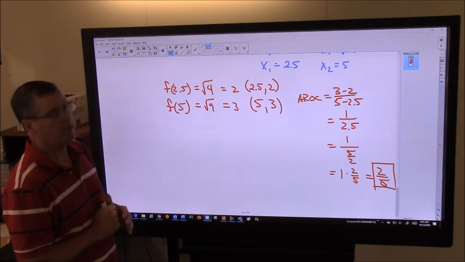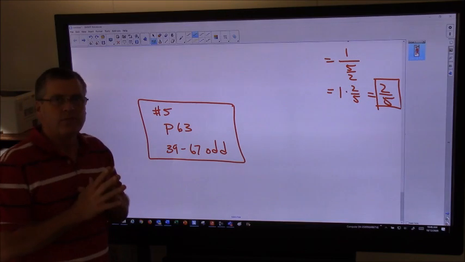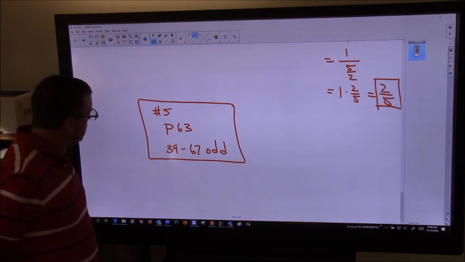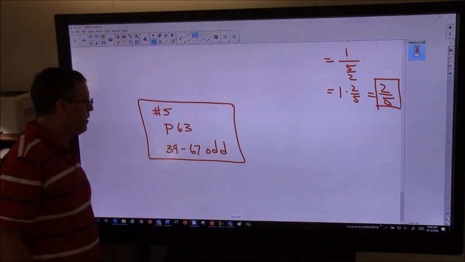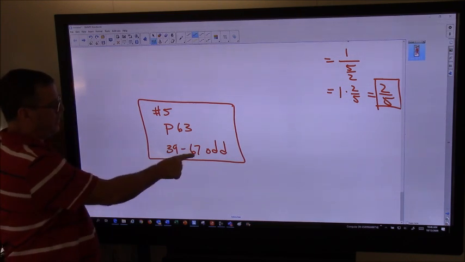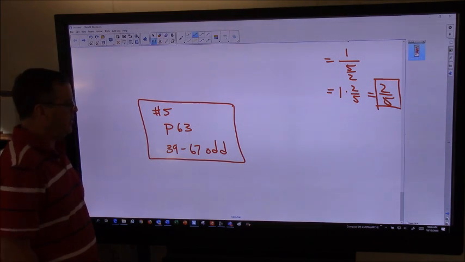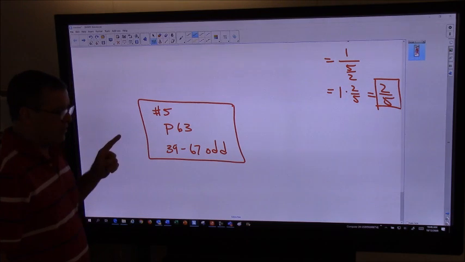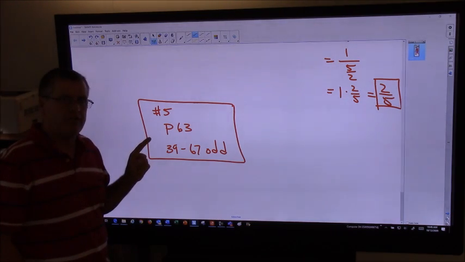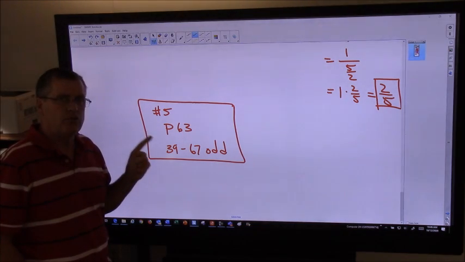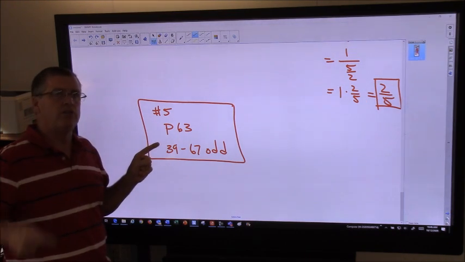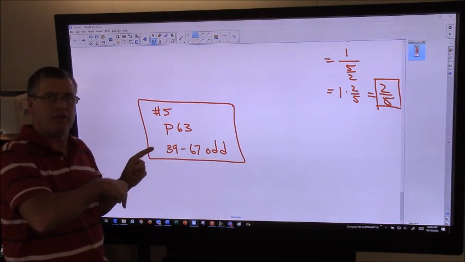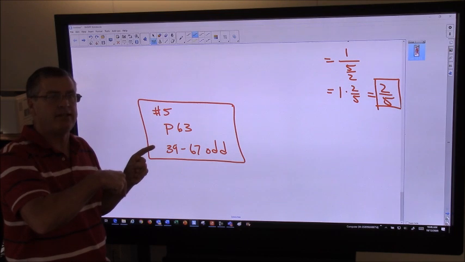All right, let me get you guys a homework assignment. So here's our homework assignment, assignment number 5. We're starting our 5th week here. It's on page 63, and we're doing 39 to 67 odd. You're going to need a graphing calculator for this. So if there are people who still don't have a graphing calculator, you need to let me know, and you need to get here ASAP to get one. When I say ASAP, I mean today or tomorrow.